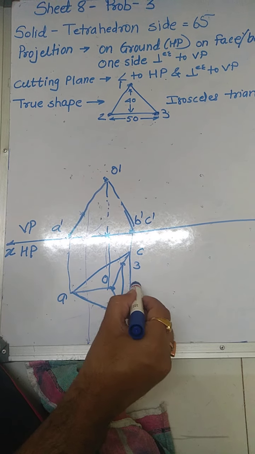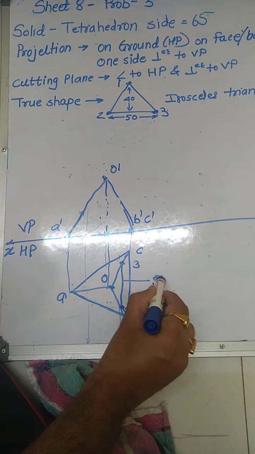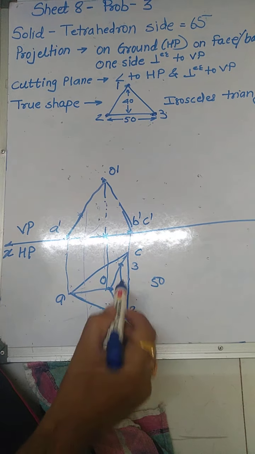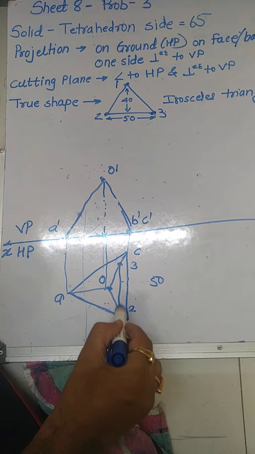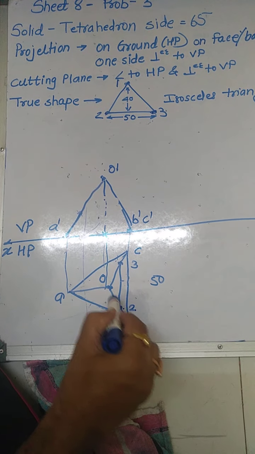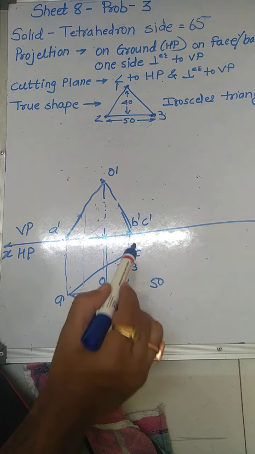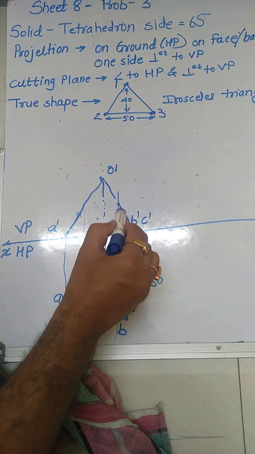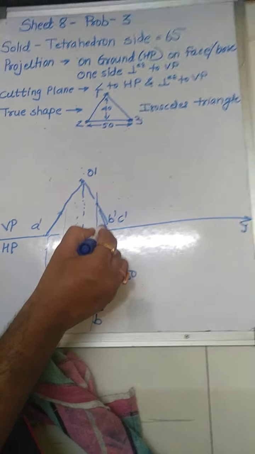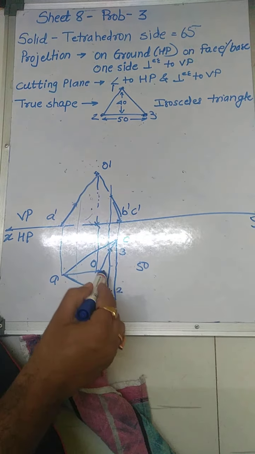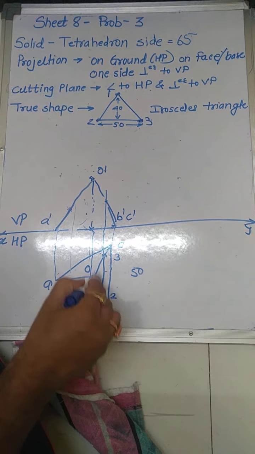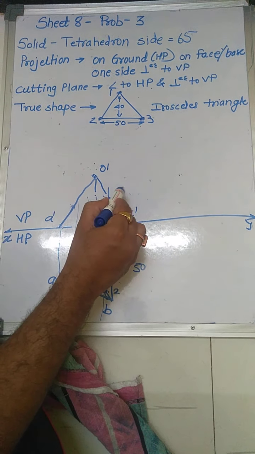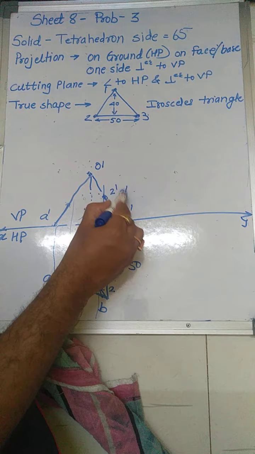This distance should be 50. This distance should be 50. You will have to adjust. Now after adjusting this distance and marking the points on OB2 and OC3, project that one. Here you have to project up to O dash B dash and O dash C dash, as 2 and 3 are on OB and OC. That's why you will have to project it on O dash B dash and O dash C dash. Here you will get 2 dash and 3 dash.